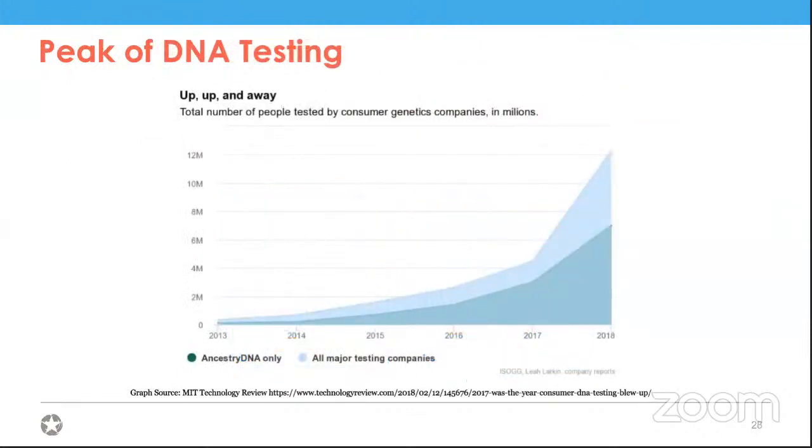Commercial DNA tests have come a long way. Over 12 million people have had their DNA analyzed, and this was around 2018, so that has increased. Ancestry has tested over 7 million people, leading the way in the direct-to-consumer genetic testing industry.